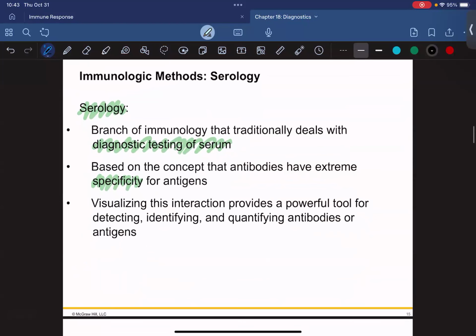Your immunological testing methods for diagnostics now. Immunological is always going to be dealing with antibody antigen interaction.